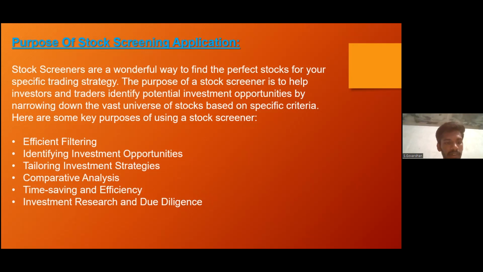The second topic is identifying investment opportunities. Obviously, when we get these top industries, they will get more profit compared with other industries. So we can identify investment opportunities and trial investment strategies, and based on the previous data, we can come to know how much to invest and when to invest. Then comparative analysis, as we can compare multiple organizations with this stock screener application. And time saving and efficiency, yes, obviously our main agenda is time saving and efficiency.